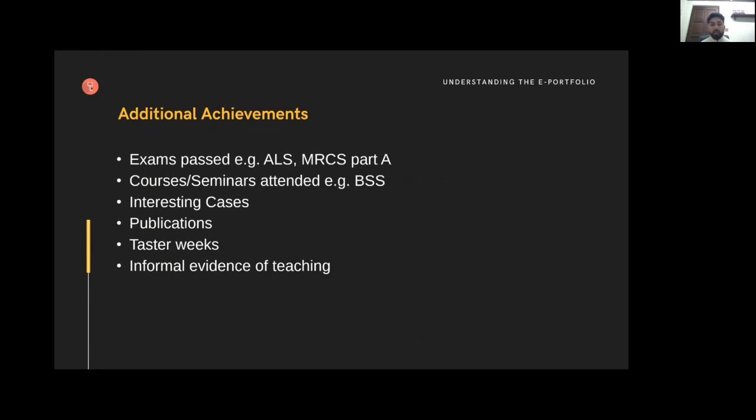Similarly, with any courses or seminars attended, such as basic surgical skills, you can log that as an additional achievement and map it to your curriculum. You can log any interesting cases, any publications you've completed, any taster weeks, as well as any informal evidence of teaching. And just a note with the taster weeks, during your FY1 year, you get a maximum of 5 taster days, which is classed as 1 taster week. I think 1 taster week is actually classed as 3 days, but you get 5 taster days where you're allowed to go to any department you want, as long as you arrange it, and you have that time off of work.